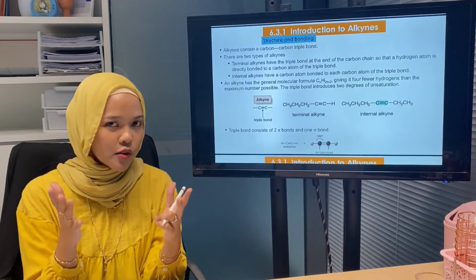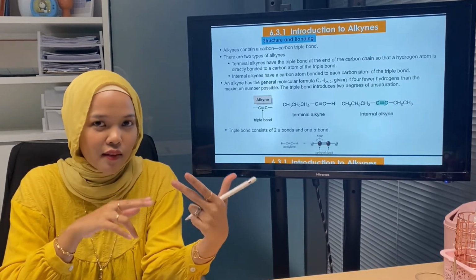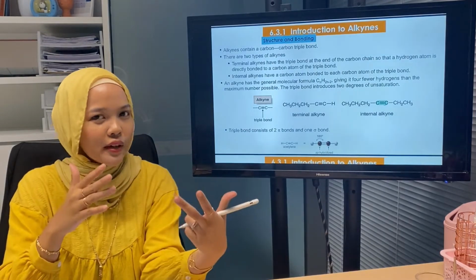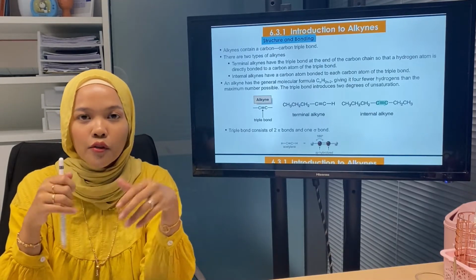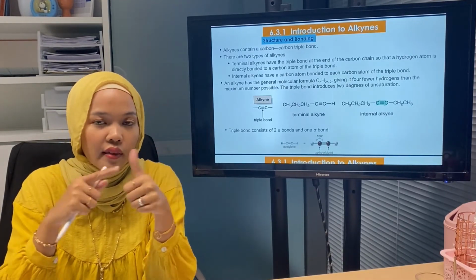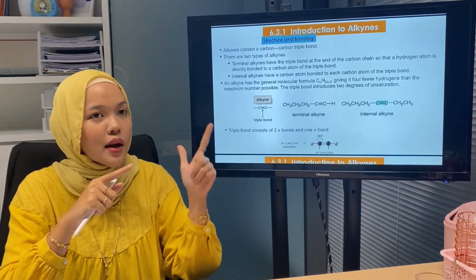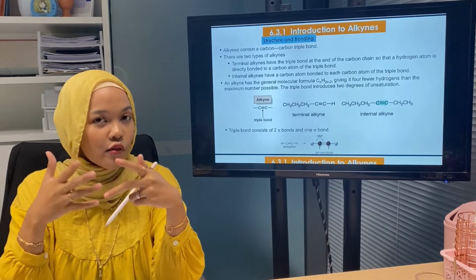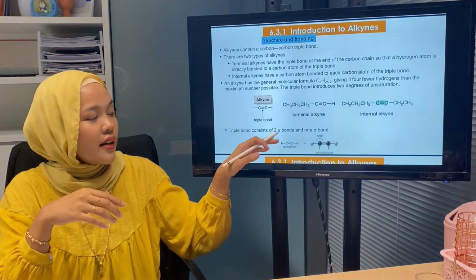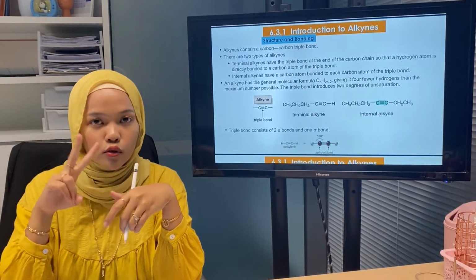So I hope you still remember how many degrees of unsaturation an alkyne has. Can you predict it? You still remember the rule of thumb: if you have one ring, that gives you 1 degree of unsaturation. If you have 1 pi bond, that gives you 1 degree of unsaturation. Therefore, an alkyne has 2 degrees of unsaturation because it has 2 pi bonds.